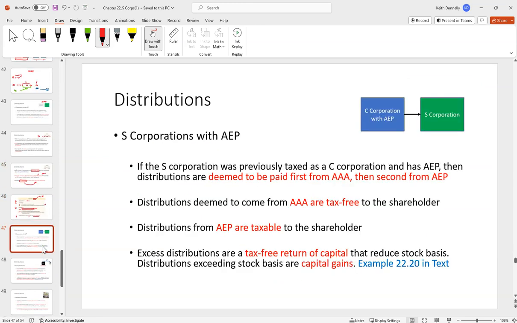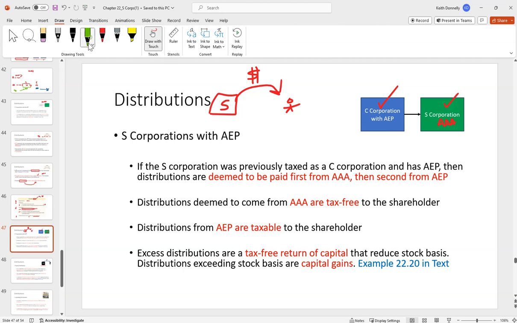So what's the idea here? What's the outcome? We keep talking about an S Corp that was formerly taxed as a C. It has AEP. Now it's an S Corp. It has AAA. We said if we have a cash distribution from the corporation to the shareholder in this S Corp, which was formerly taxed as a C and now is an S, and it has AEP and we've been tracking the S.